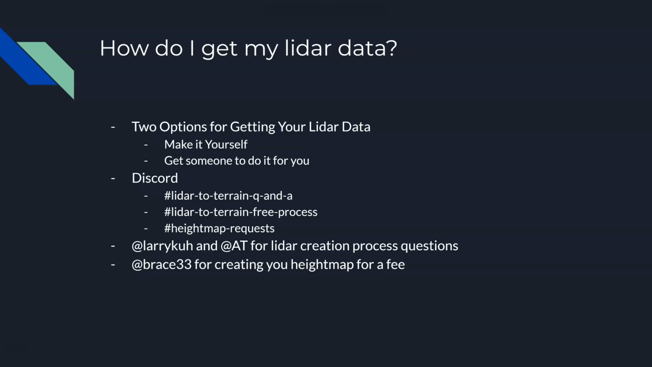Our LiDAR data allows us to create a terrain or a height map that we are essentially going to lay our course on. It gives us the elevation all the way down to the slope of the greens, all the way up to the hills and mountains right on your course. Okay. So your two options are you can make it yourself or you can get someone else to do it for you. And depending on which one of those you want to do, you want to start in Discord.